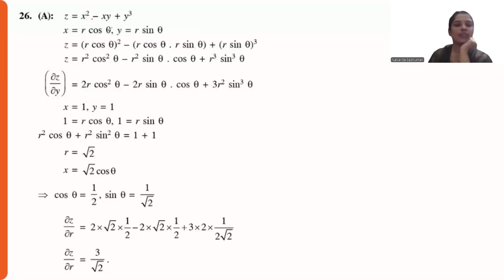So we have z is given by this, x is equal to r cos theta, y equal to r sin theta. So z is going to be this, del z over del y is this, and then from solving we have del z over del r is going to be 3 over root 2. So from there option A is going to be our correct option, right?